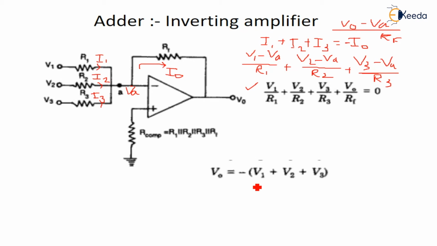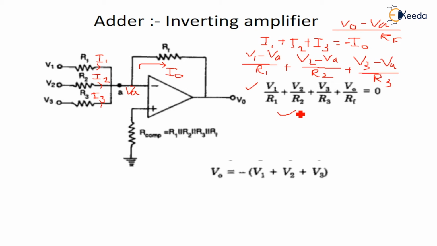So there are two types: scaling or weighted amplifier, and averaging amplifier. In the scaling, or weighted amplifier, R1, R2, R3 are not equal to each other, and RF is also not equal. So we have to keep the equation as it is, because it is a weighted amplifier. It is used to scale the input terminals as per the requirement.